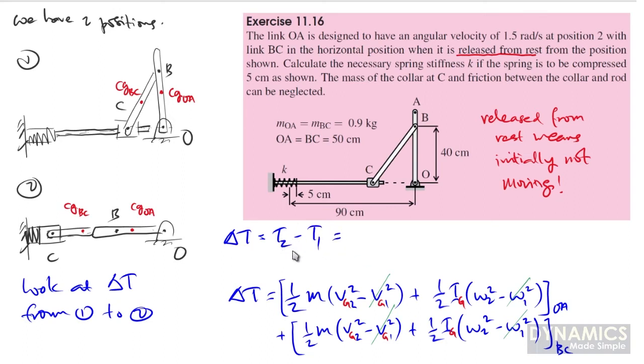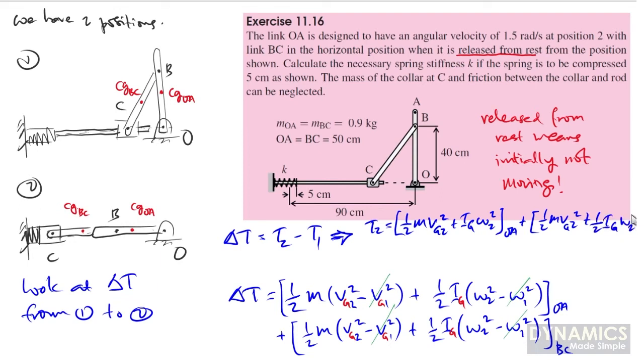T2 will be equal to, since we have two rigid bodies here, half m vG2 squared plus half I_G omega 2 squared. This is for member OA. Plus the same term, half m vG2 squared plus half I_G omega 2 squared. This is for member BC. This is the T2 term.